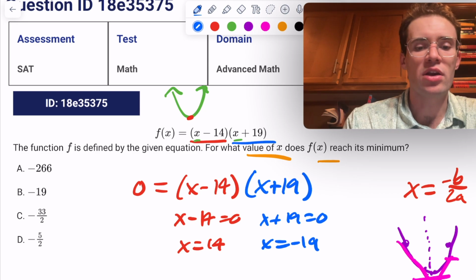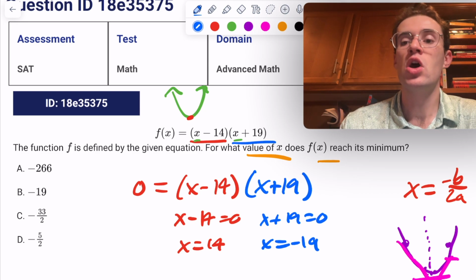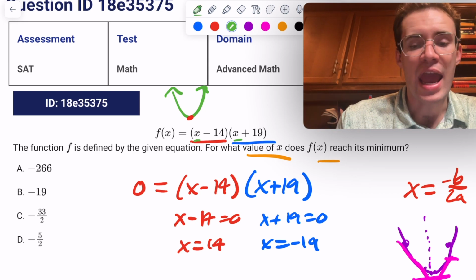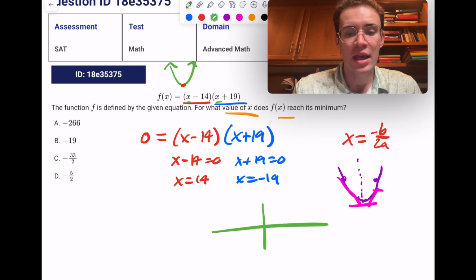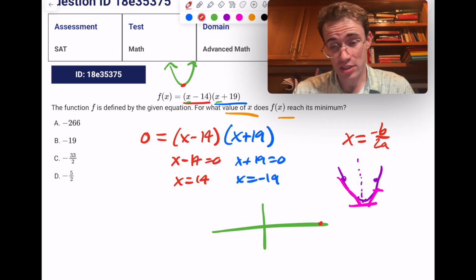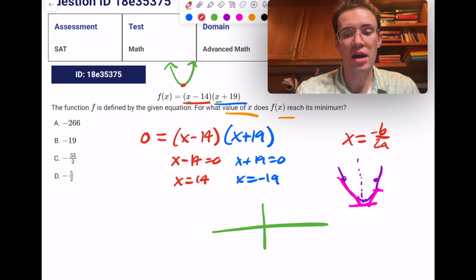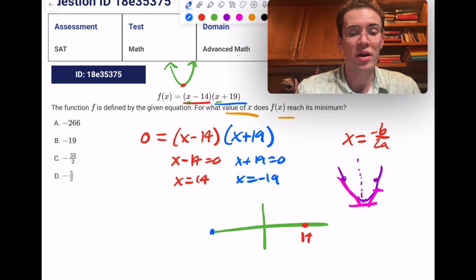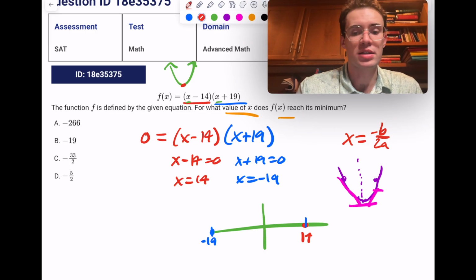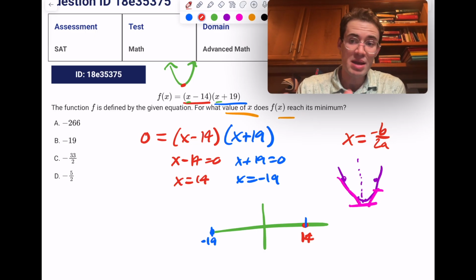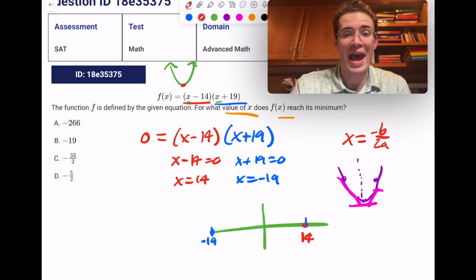All right, so these are the two values, x equals 14 and x equals negative 19, where the y value is 0. And that helps us because we know that the axis of symmetry, which passes through the vertex, is going to be the midpoint of those two zeros. We already know it's going to be a negative number, because negative 19 is farther from 0 than 14, so the midpoint is going to be to the left of the y-axis.